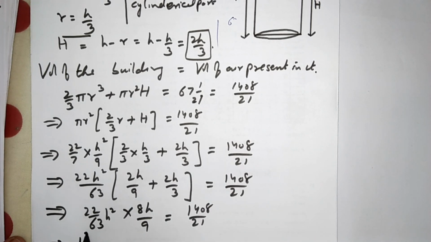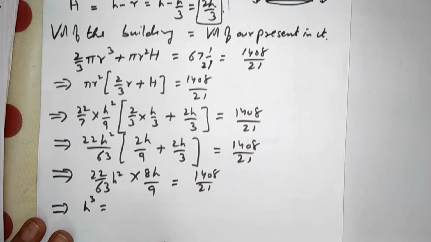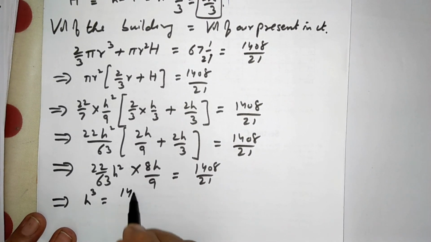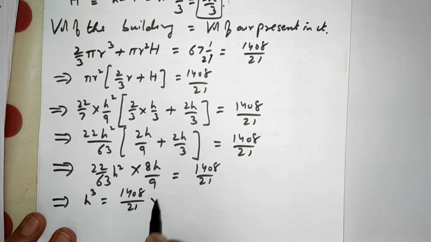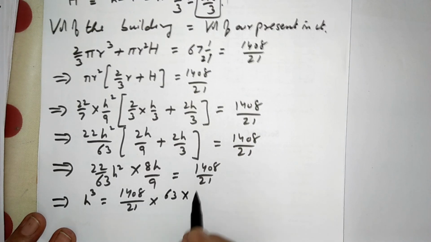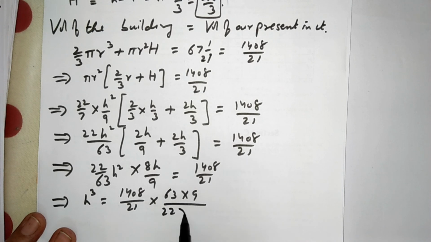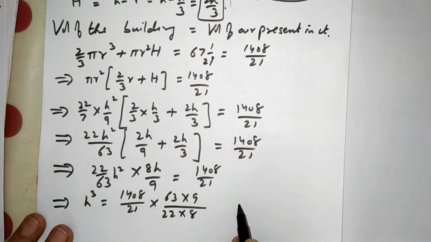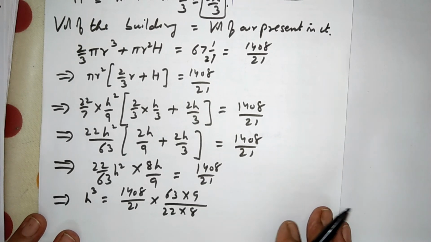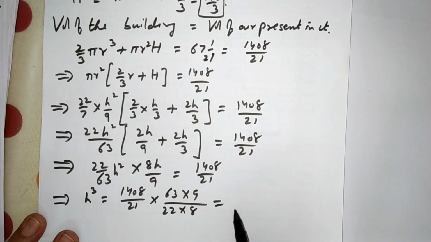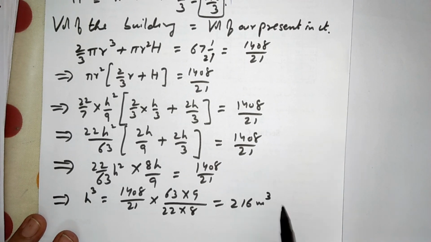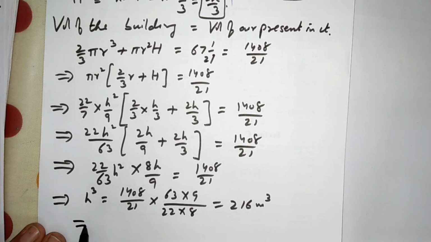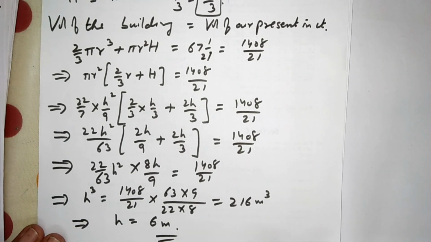So let it be h cube this side, take all the terms to the right hand side. 1408 upon 21 into 63 into 9 upon 22 into 8. h cube will come out. You will reduce it. You will get 216 meter cube. So h will be cube root of this, 6 meters. So height of the building will be 6 meters. That's all.